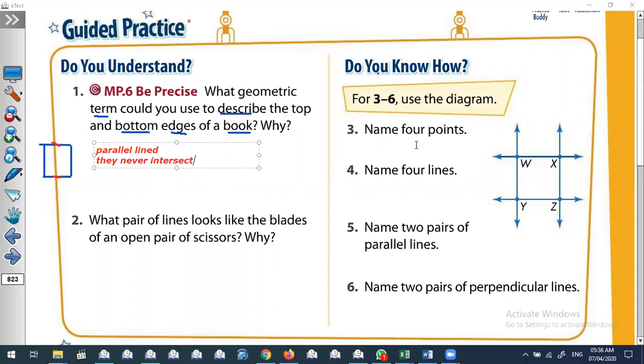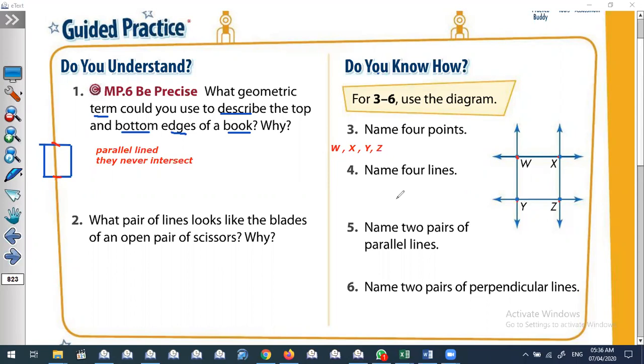The next one, name 4 points. We need 4 points from this shape. The first point is W, and the next point is X. The next one is Y, and point Z. This is the first one, second one, third one, fourth one.